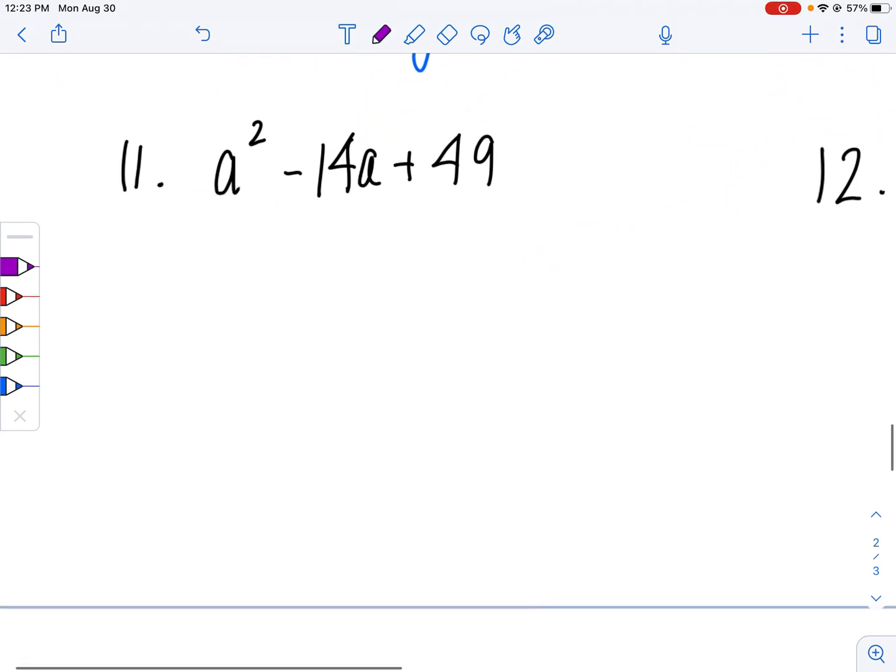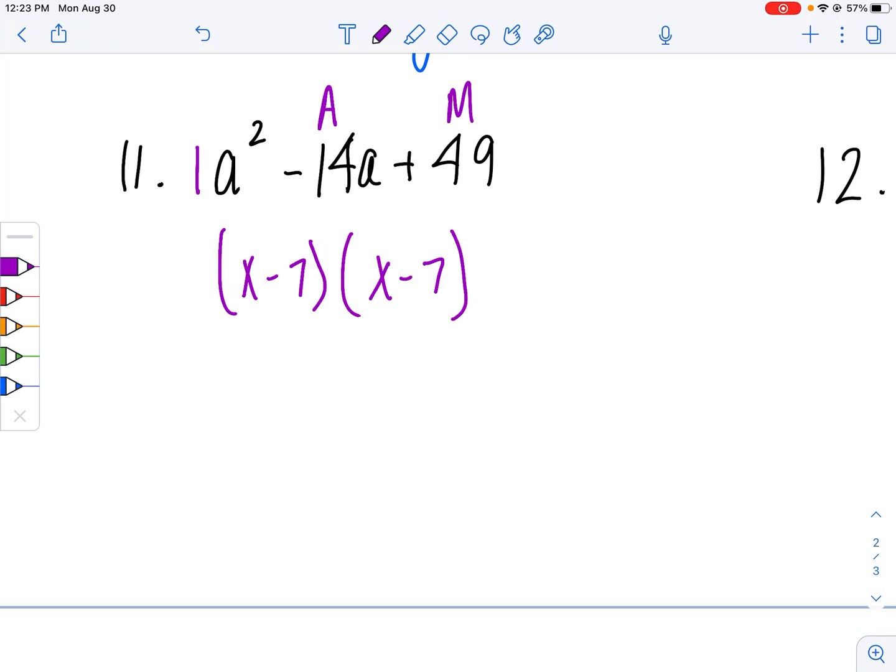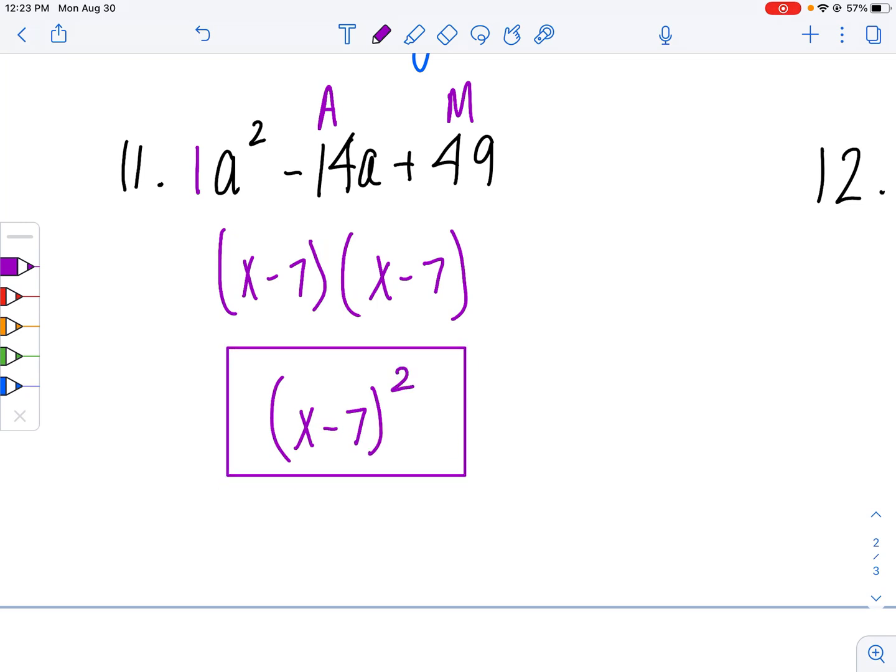So these were the 3 problems, 11, 12, 13, that we did not get to. When I look at something like this, I see a is 1, that value in front, so I can just figure out what adds to negative 14 and multiplies to 49. Well, that would be x minus 7, x minus 7. When you have the same binomials here, you'll see it a lot written like this, where it's just that term times itself. Again, they have to be the same operations. They're both x minus 7, so they can be combined into x minus 7 squared.